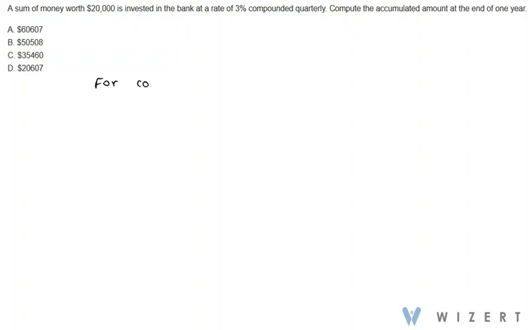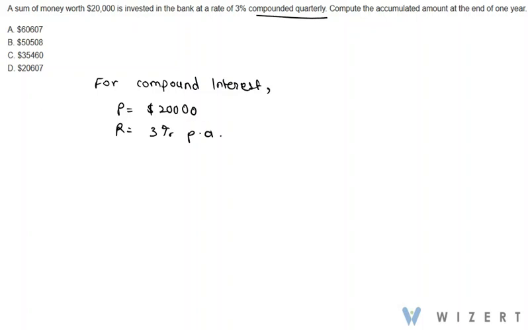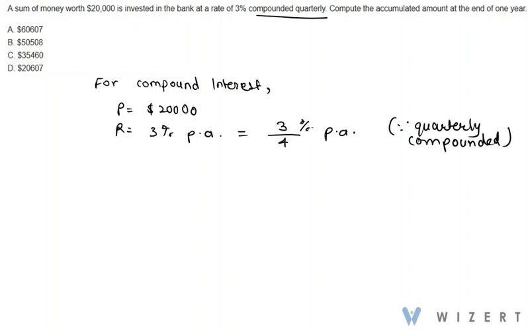Now for compound interest, we are given P is equal to $20,000, R equal to 3% per annum, but also since it's compounded quarterly, the rate becomes 3 by 4% per annum. T is given as 1 year.